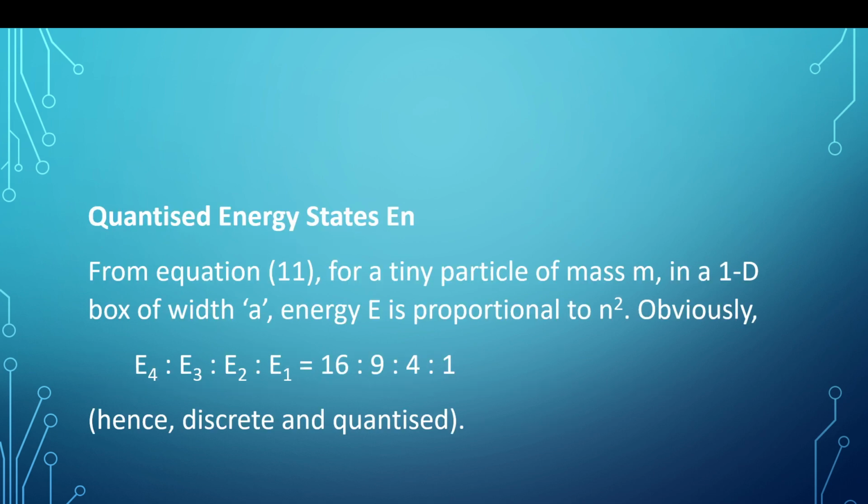Quantized energy states. For equation 11, for a tiny particle of mass m in a 1D box, energy is proportional to n square. Obviously, E4 : E3 : E2 : E1 equal to 16 : 9 : 4 : 1. Hence, energy states are discrete and quantized. We can say that.